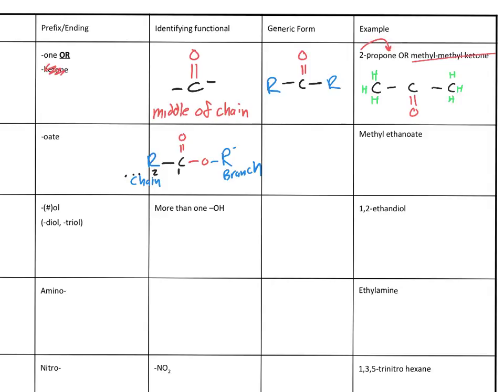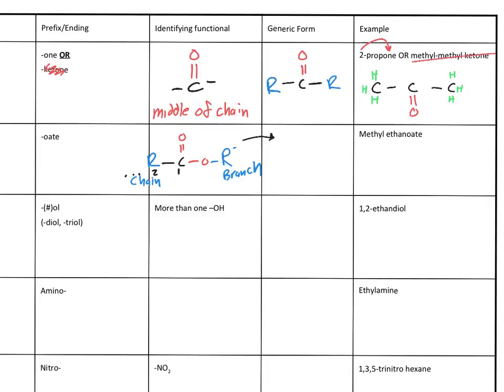The other thing that's important to understand about the ester is that the branch does not have to be shorter than the chain. So you could have something like a pentyl propanoate, which would be a 3 carbon long chain with a 5 carbon long branch. The reason you get away with that is because the branch is attached to the oxygen, not the original carbon. So the generic format here would be exactly what I just drew.